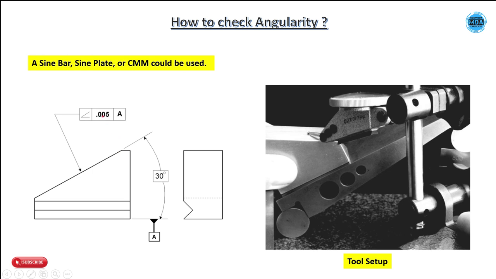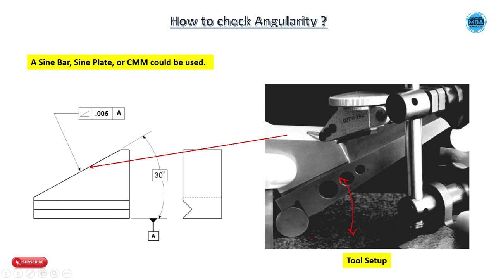So for angularity we need to rotate the part, like in this example 30 degrees, and make it a horizontal one, and after that we can easily check the angularity.